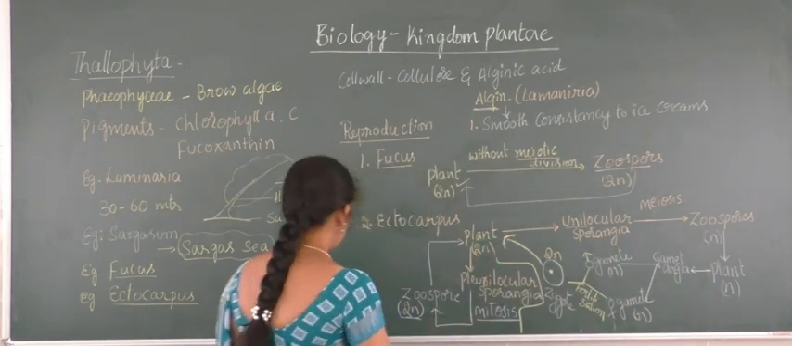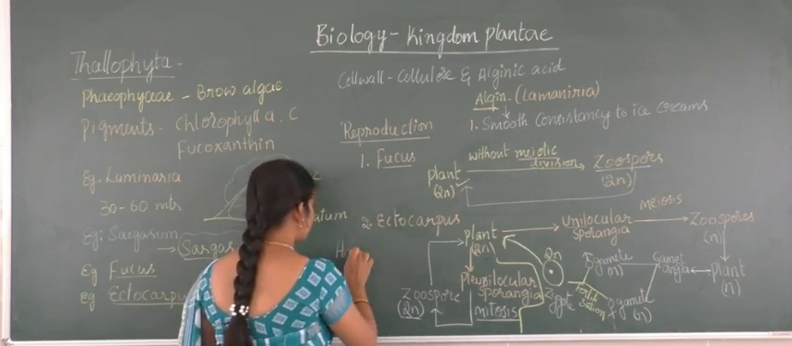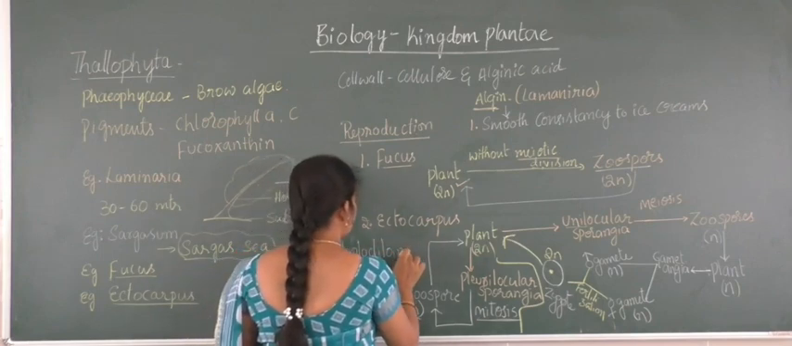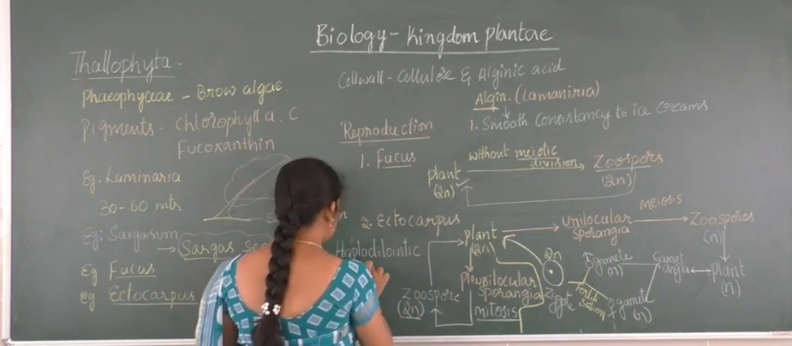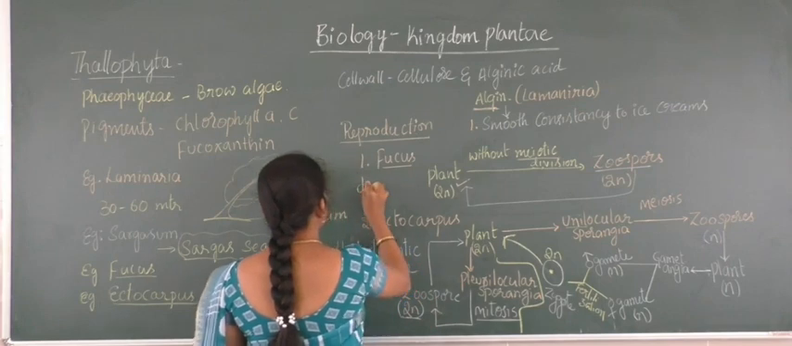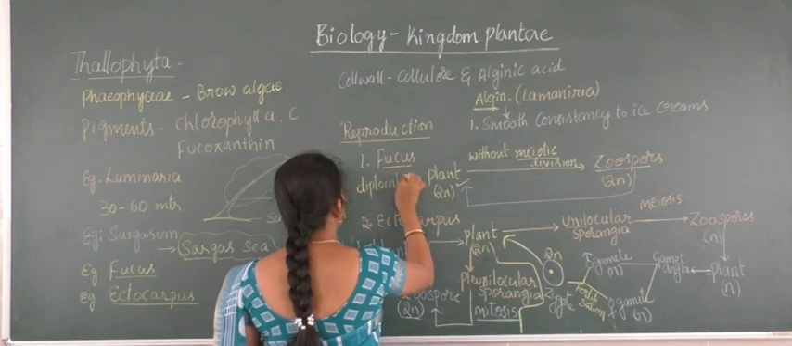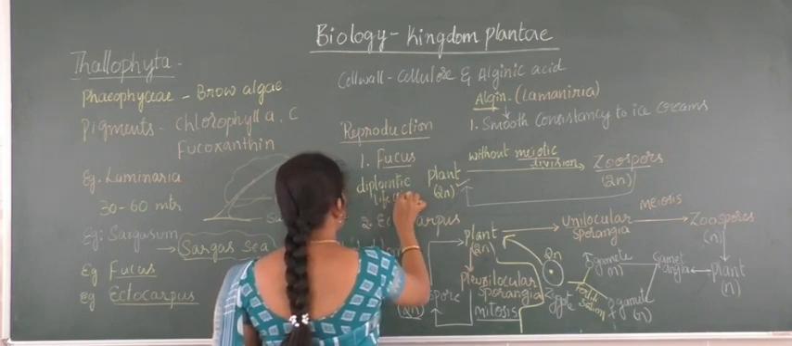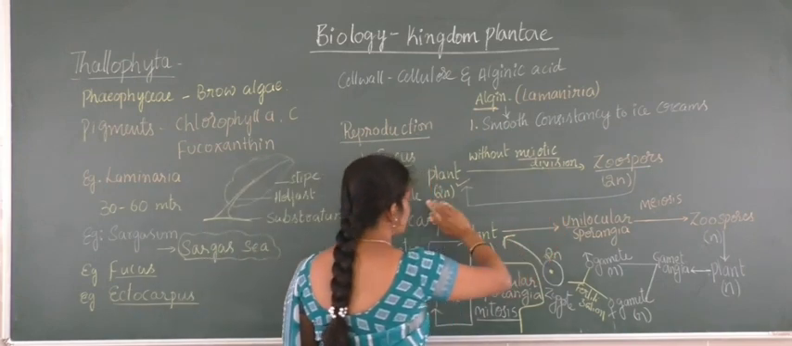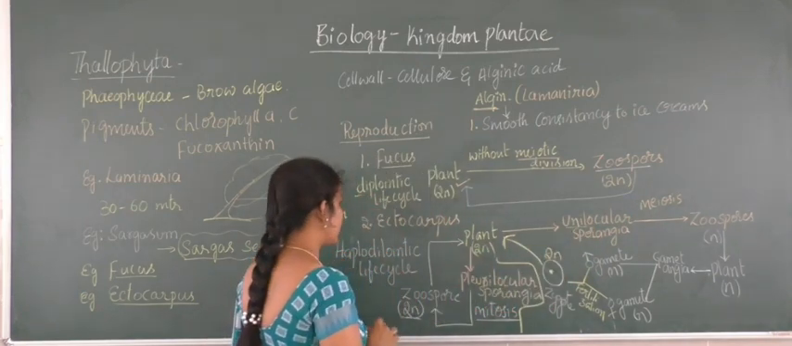So that's why it exhibits a haplodiplontic life cycle. Here it is a diplontic life cycle. In Fucus, there is no meiosis, 2n will form 2n zoospores. Later it is considered as a diplontic life cycle.